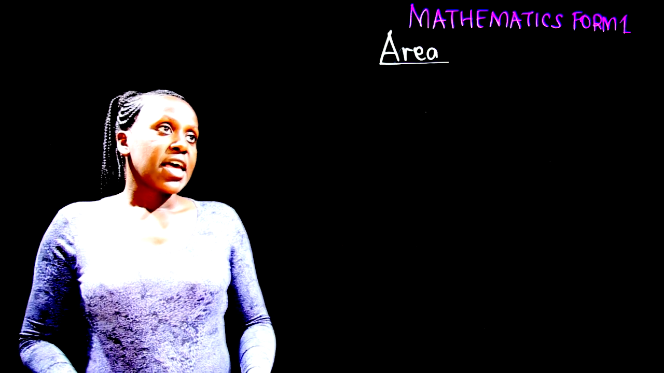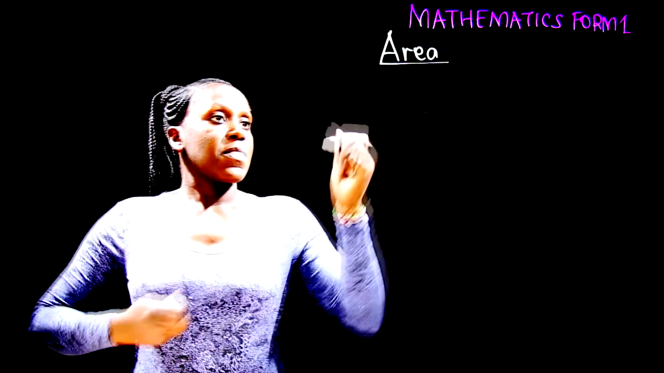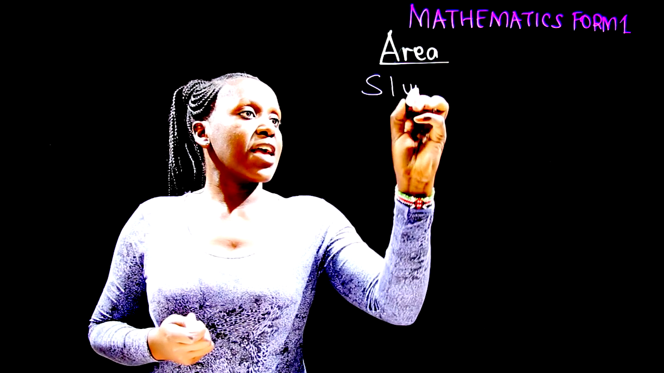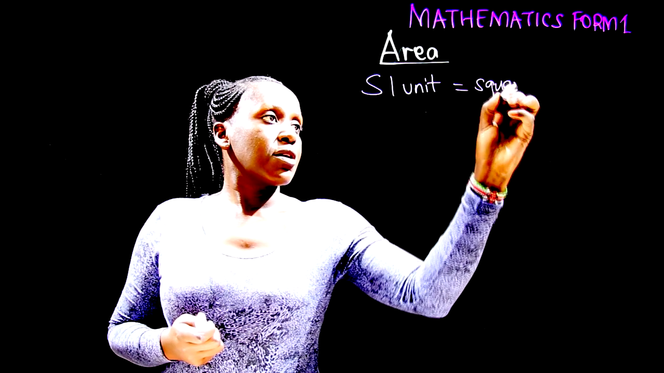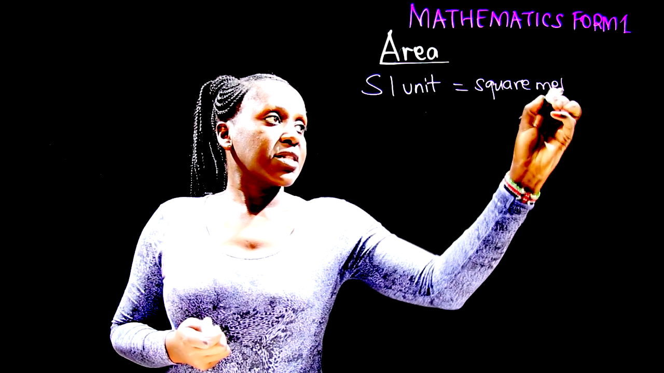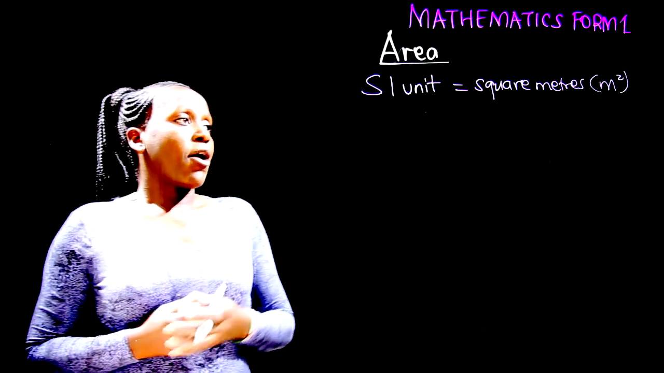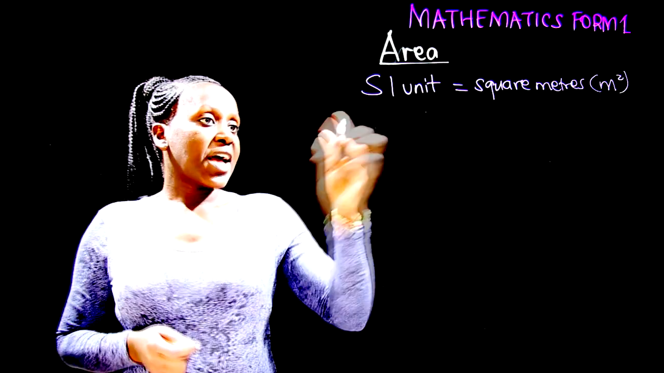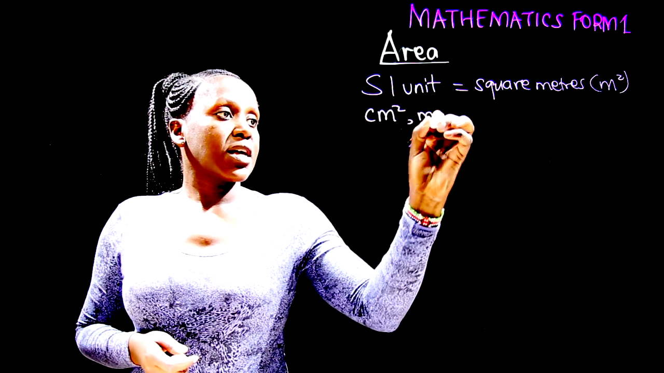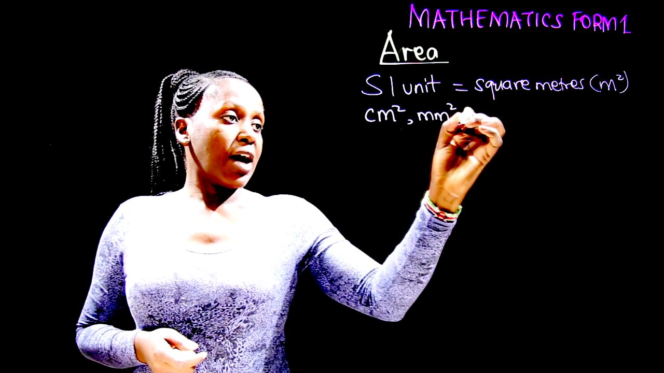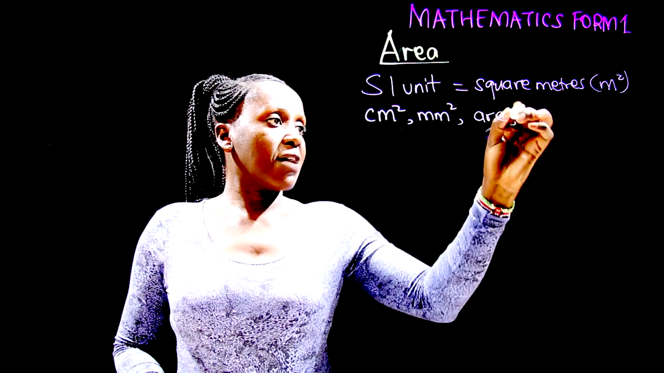Now area is measured using units. The main SI unit for area is square meters, and square meters is denoted as m squared. Other common units of area are centimeters squared, millimeters squared, then we have are, and then we have hectares.